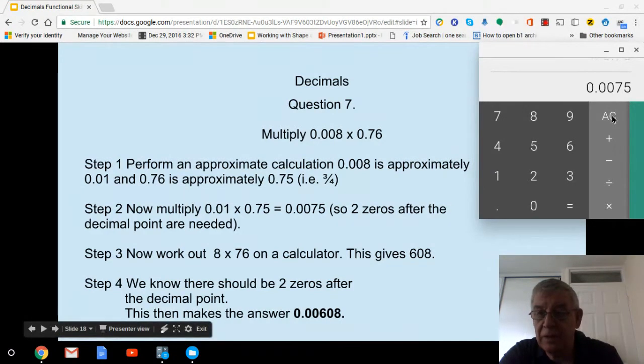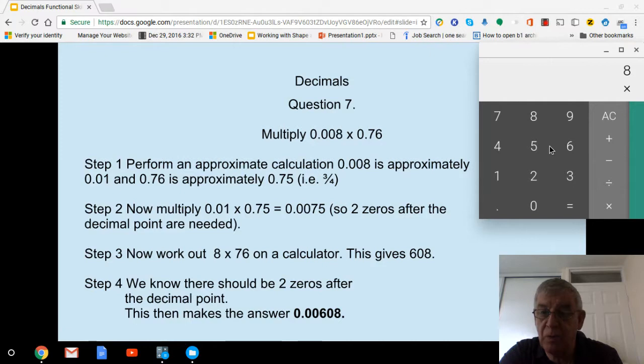Now, using the calculator, let's work out what 8 times 76 is. And that's the only digits apart from the zeros that are actually in the question now. So we get 8 times 76 equals 608. So we know that 608 is going to be in the answer. But also we know there's got to be 2 zeros before the 608. So our actual answer is going to be 0.00608.